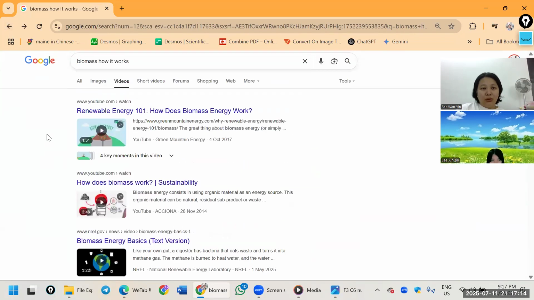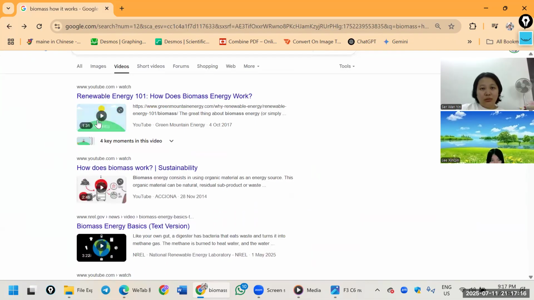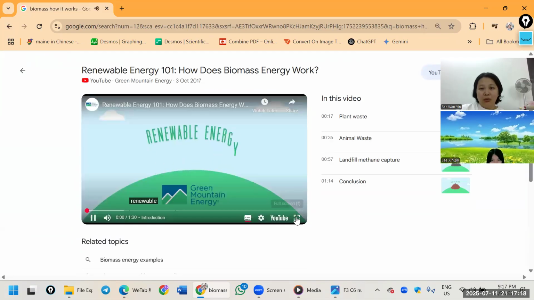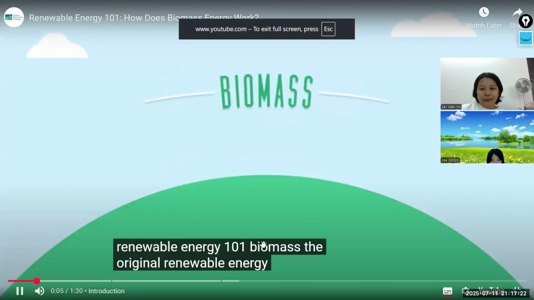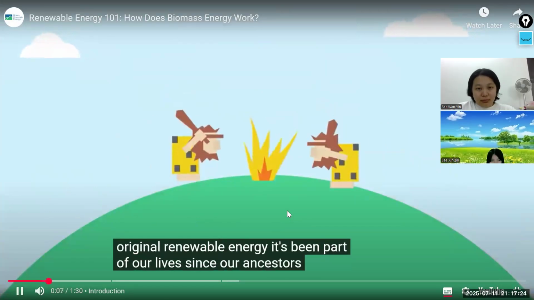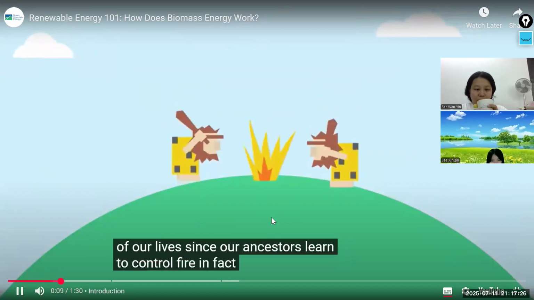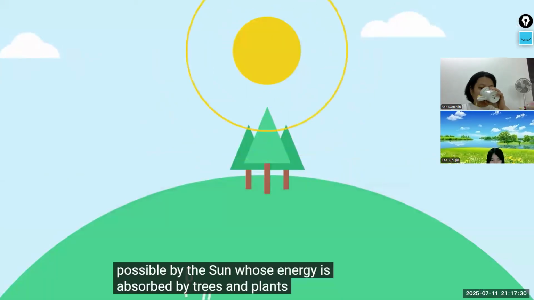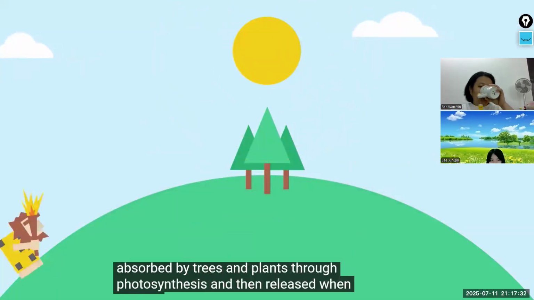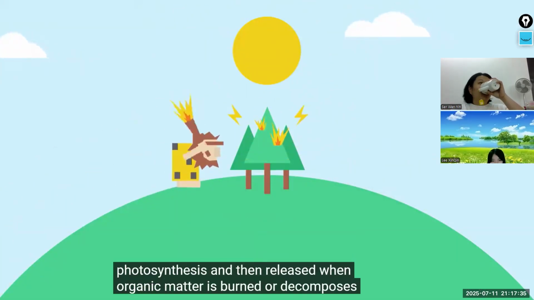What I want to show you is Renewable Energy 101. Biomass, the original renewable energy. It's been part of our lives since our ancestors learned to control fire. In fact, it's made possible by the sun, whose energy is absorbed by trees and plants through photosynthesis, and then released when organic matter is burned or decomposes.